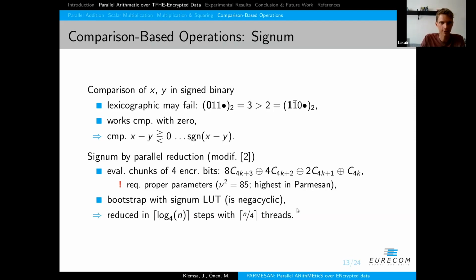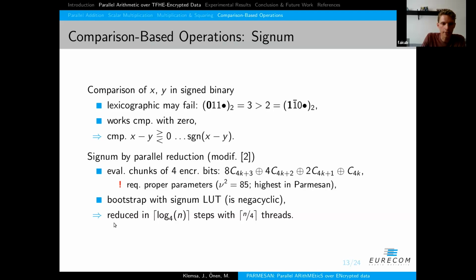Then this value is bootstrapped. This evaluation of the 4-bit chunk is bootstrapped with the Signum lookup table, which is negacyclic. So that's a good point. That's a nice feature to have a negacyclic lookup table, so we can make use of the whole lookup table, including the negacyclic overlap.